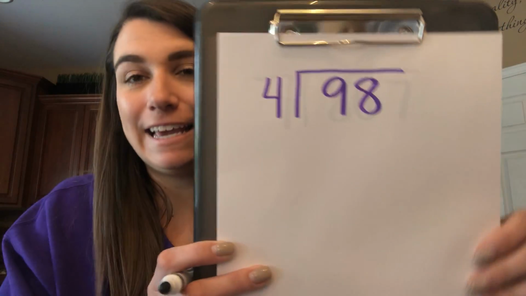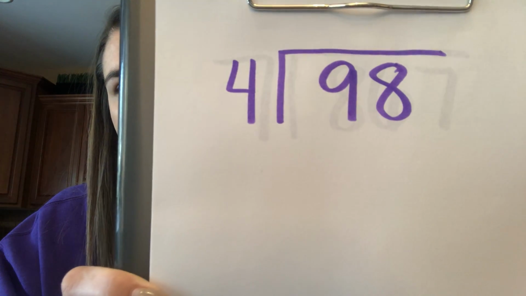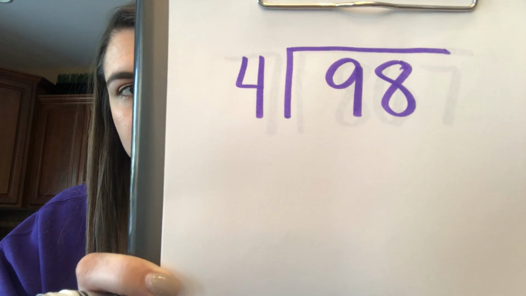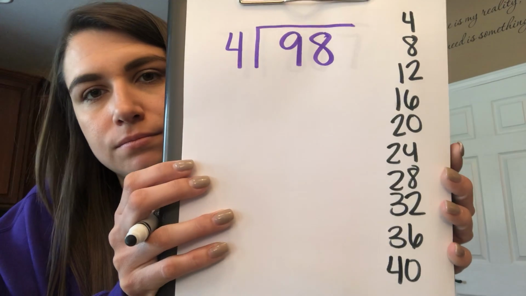All right, so the next one we have is, and I probably should have put this one first, but it's 98 divided by 4. So go ahead and pause your screen and solve. All right, so we're going to skip count together. So on your paper, go ahead and skip count with me. If you know your 4s and you solved that with no problem, then you don't have to skip count, but you can skip count with me. You just don't have to write it down. So 4, 8, 12, 16, 20, 24, 28, 32, 36, 40.